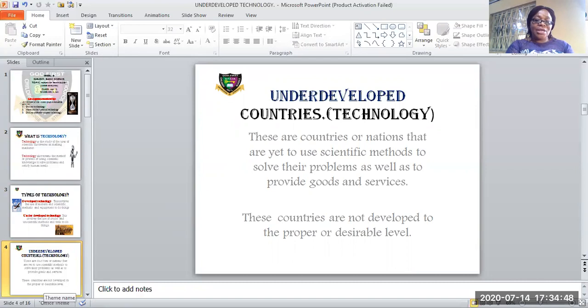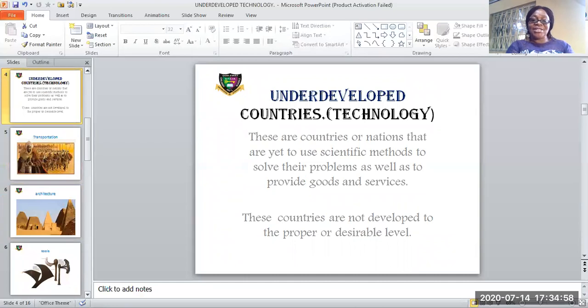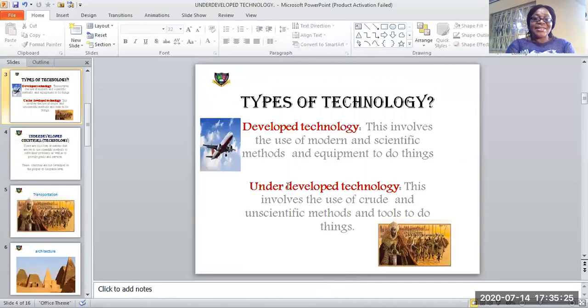Underdeveloped technology is mostly found in underdeveloped countries. Are we together? Most of the time, you find it ruling and reigning in underdeveloped countries. So, what are underdeveloped countries that have underdeveloped technology? These countries are countries or nations that are what?